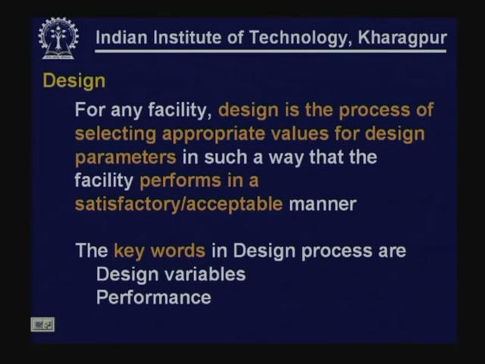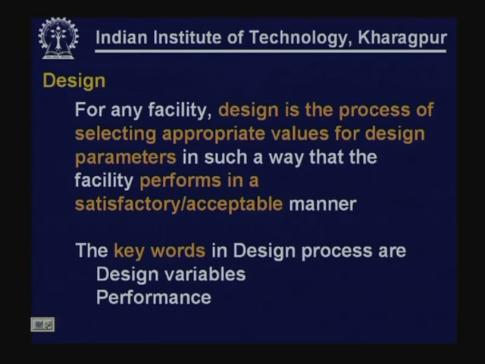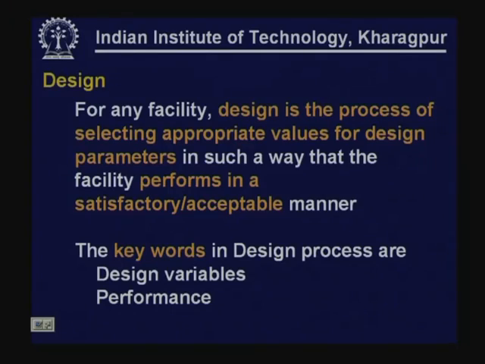Now, what is design? For any facility, we may not be talking about pavement only, it could be any other structure, it can be a building or any other structural element of a building, beam, column or anything else, we need to select appropriate values of design parameters. In the case of pavement, these design parameters are layers, numbers, thicknesses, material properties. We have to select them appropriately in such a way that the facility, pavement, beam, column, performs satisfactorily or in an acceptable manner. What is important is we are trying to select design parameters, thicknesses, material properties and so on, in such a way that the pavement is going to perform. Performance is very important and it has to be satisfactory. So, once again the keywords are design parameters that we have to select, and performance. The pavement has to perform.